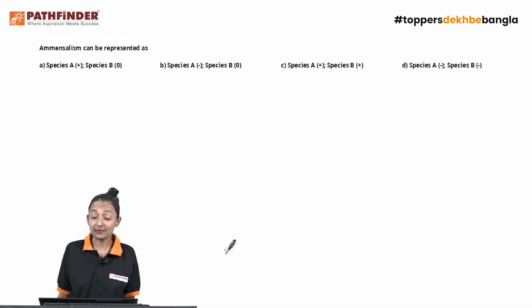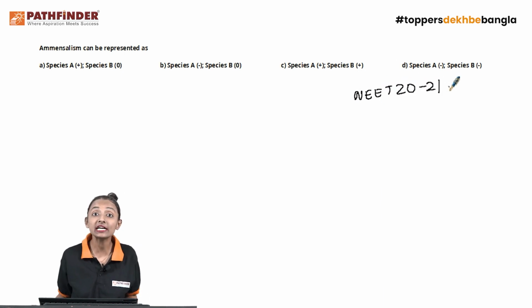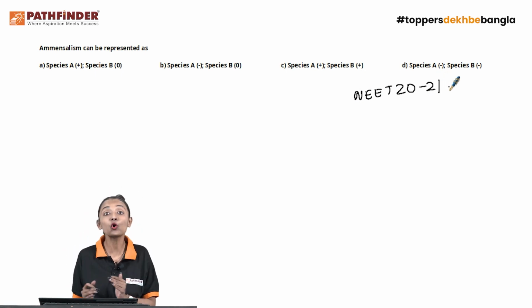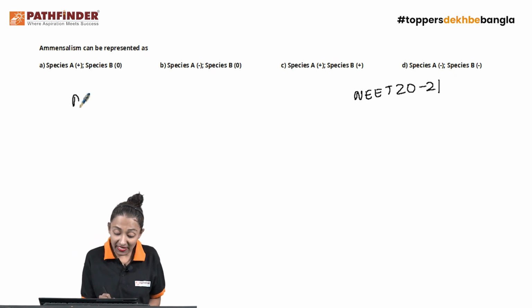Today the question that I will be discussing has been there in NEET 2021 botany section, right? Can you please see the question that's flashing on the computer screen? Ammensalism can be represented as, four options have been given. Ammensalism. So let me explain this term first to you guys.